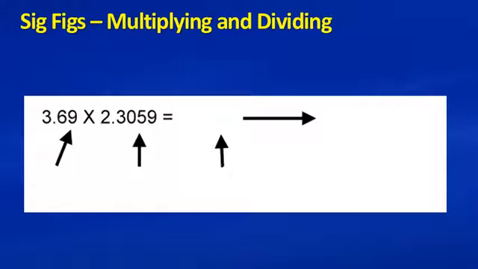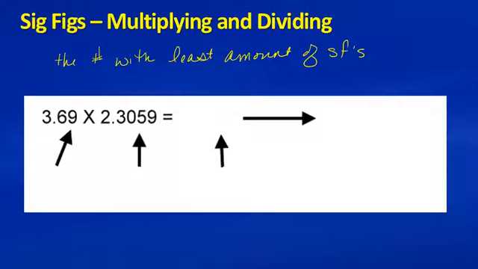Multiplying and dividing, you're going to go by the number that has the least number of sig figs. I'll write that down for you. I'll even change my pen color just for you. Okay, so you're going to go with the number with the least amount of sig figs. So in this first term, we have 3 sig figs, and in the second term, we have 5 sig figs. Now, if I take those two numbers, punch them into the handy-dandy calculator, I get that.